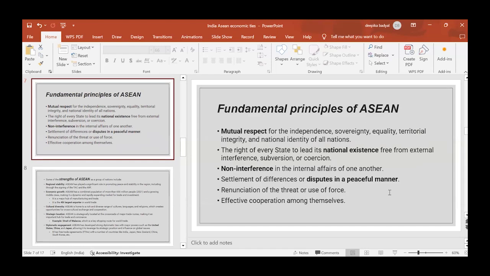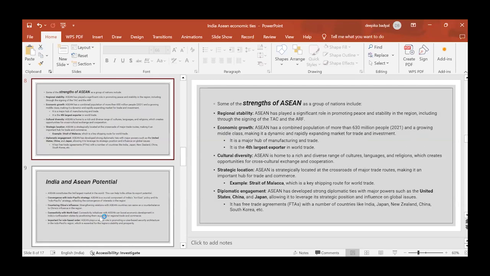Now, when it comes to the principles, obviously, whenever there is an international grouping or a regional bloc, it is very important to set certain principles which they can abide by. So obviously, mutual respect, national existence, then non-interference in the internal affairs of one another. These are all very important principles. One of the major principles obviously is to renounce the threat or the use of force, and effective cooperation obviously is much needed. That is why any grouping is set up.